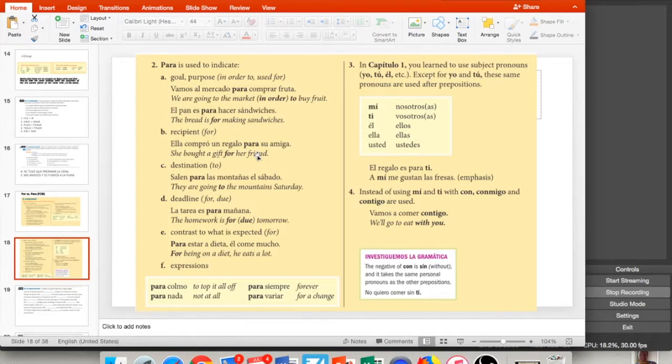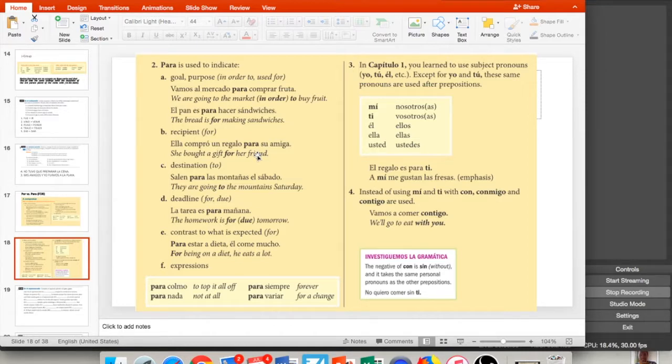That's the deadline. You also use para in funny sort of contrast examples. So para estar a dieta, él come mucho. For being on a diet, he eats a lot. So for contrast situations. And then also there are just some common expressions for para, just as we saw some common expressions for por a moment ago.